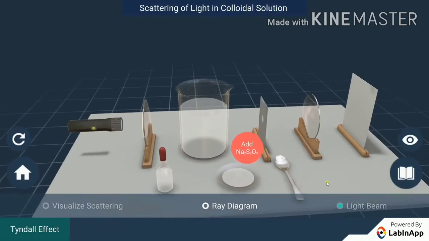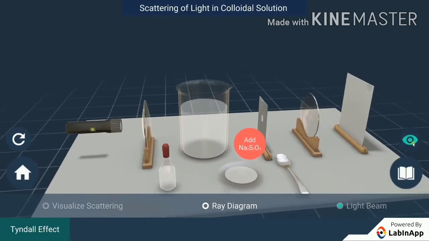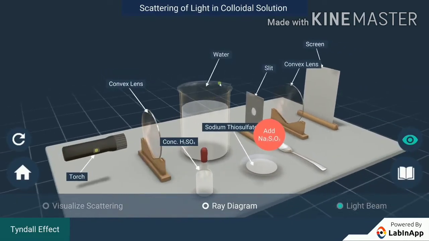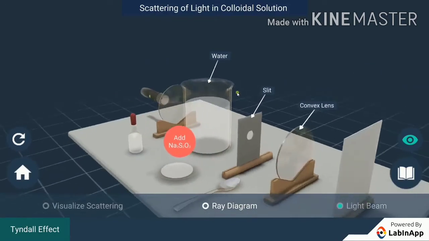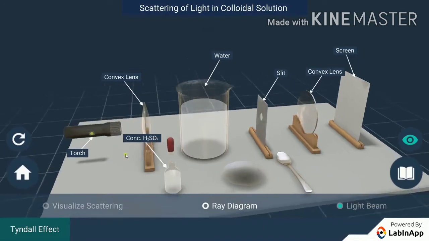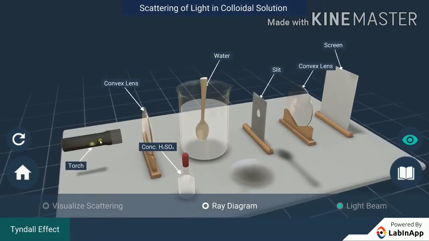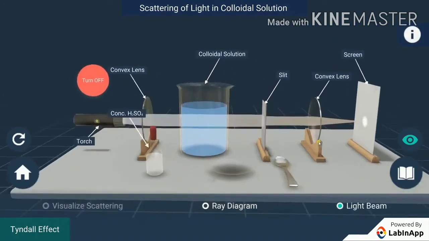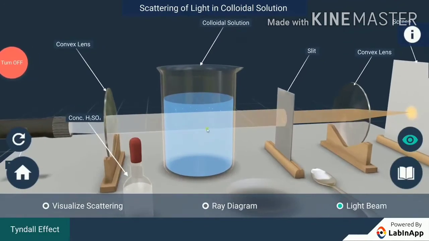A source of light is placed at the focus of the convex lens to give a parallel beam of light. A beaker with water, a cardboard with a slit, a convex lens and a screen are arranged as shown. Add sodium thiosulfate and concentrated sulfuric acid into the beaker and stir well. Pass the beam of light and observe the solution and the screen. We find fine microscopic sulfur particles precipitating in about 2 to 3 minutes.